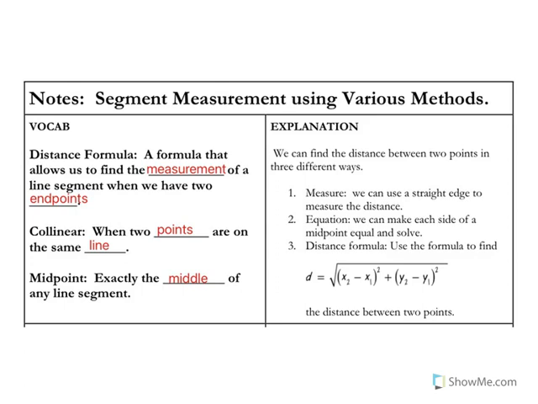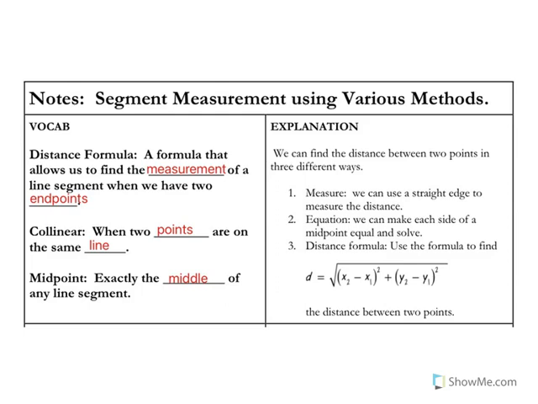Collinear. Collinear is when 2 points are on the same line. So co is together, and linear stands for line. So this is one line with 2 points on it. Most of the time with line segments, you're going to find the 2 endpoints are collinear. And then midpoint. Of course, we've already heard this. This is the middle of any line segment.